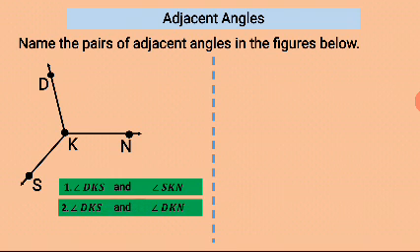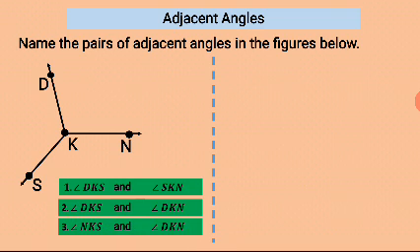Next pair, angle DKS and angle DKN. Here DK is a common arm, K is a common vertex. Third pair, angle NKS and angle DKN. Here KN is a common arm, K is a common vertex. We see another figure.